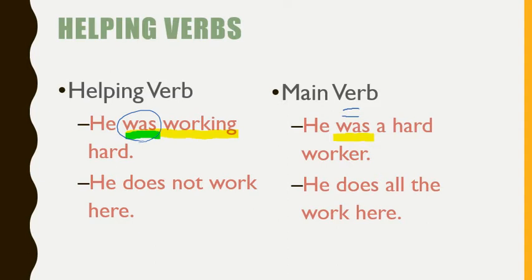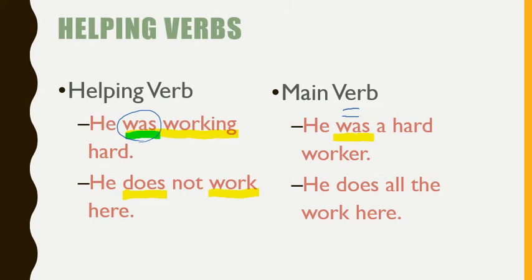So let's look at the next sentence. He does not work here. Okay, where's your verb? Well, the main verb is work, and then you have the helping verb does. The not is not considered part of the verb. Not is considered an adverb. So we would underline only the does and the work.